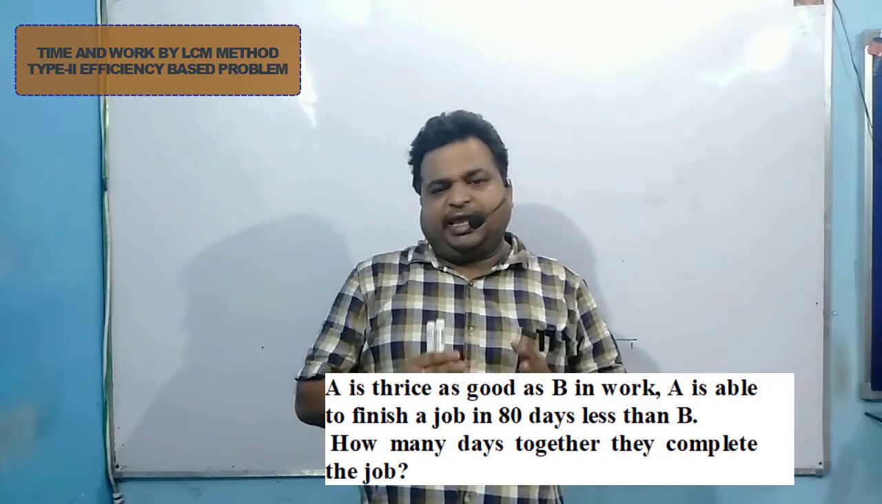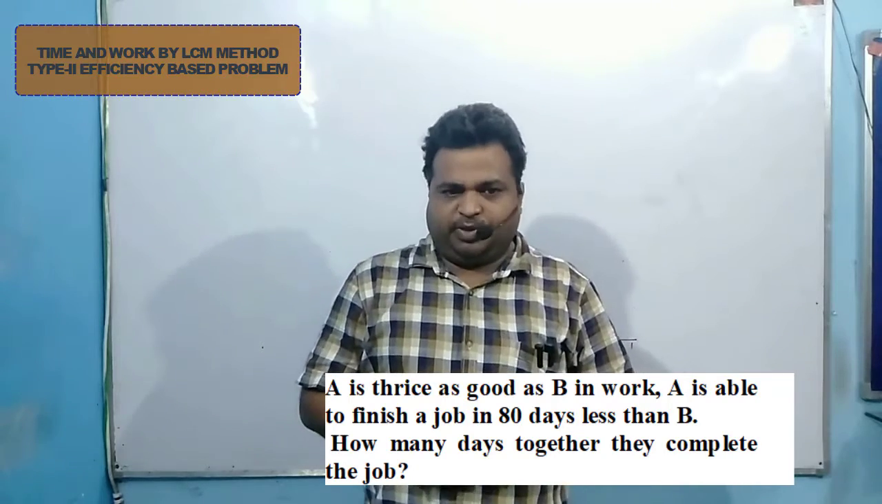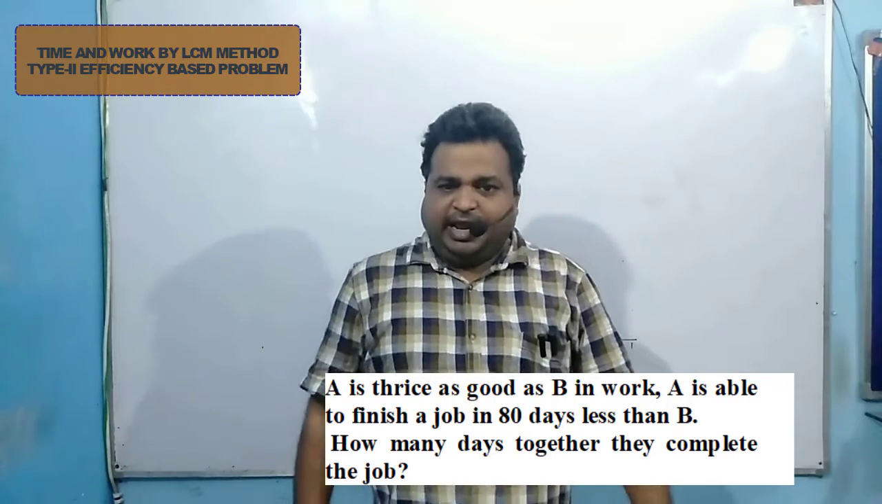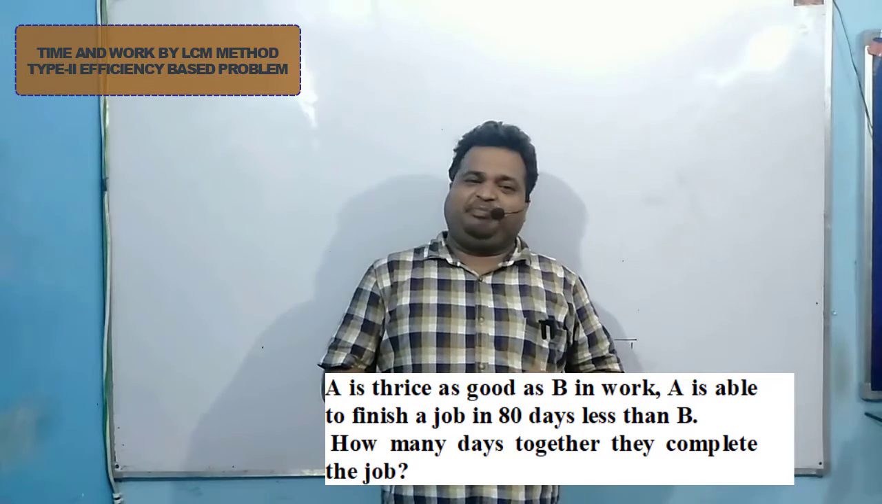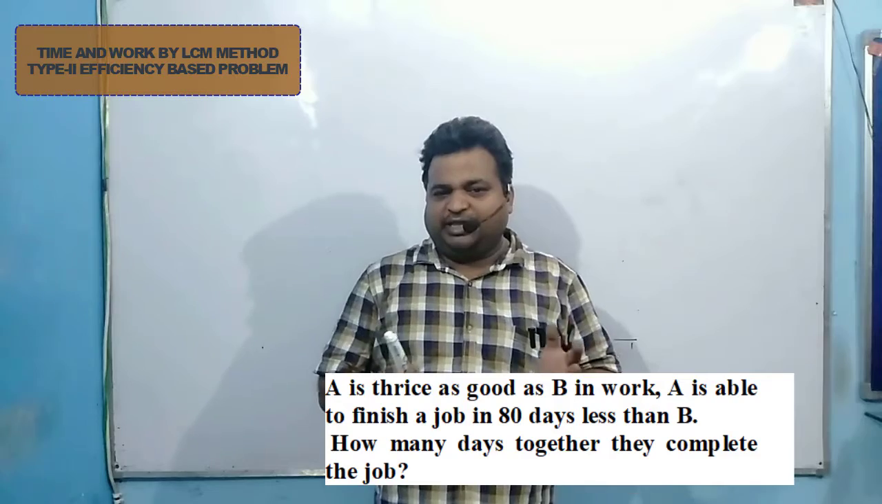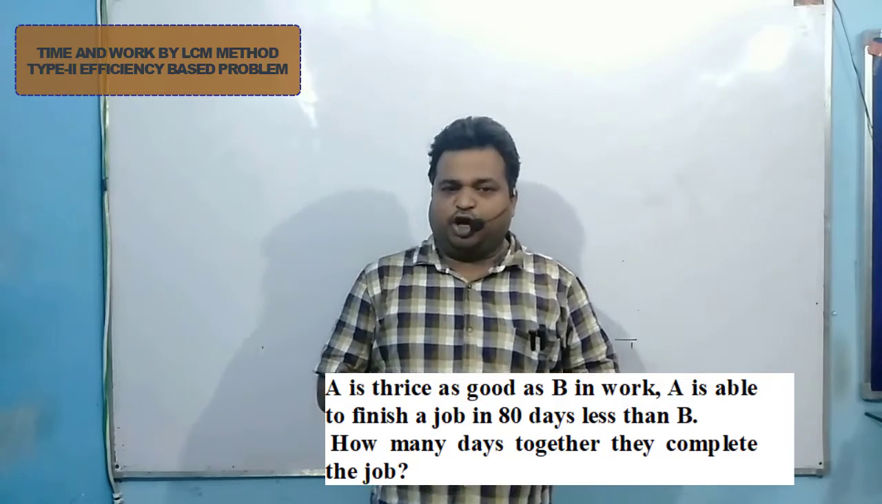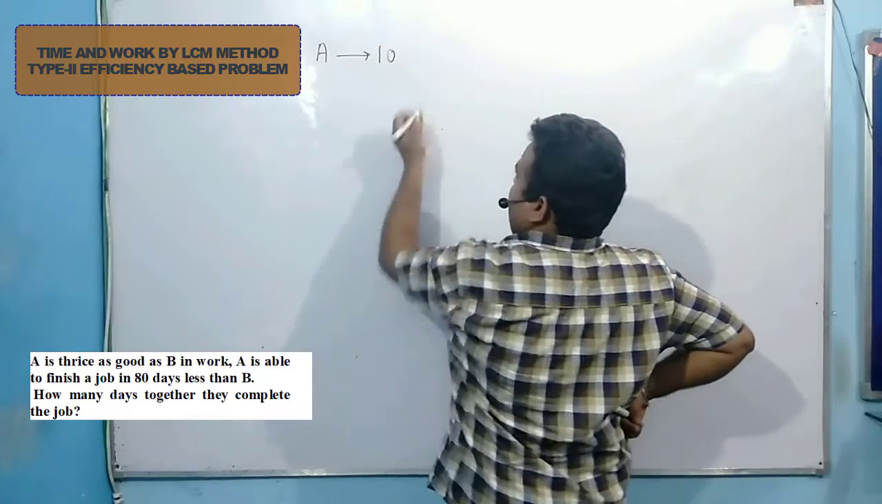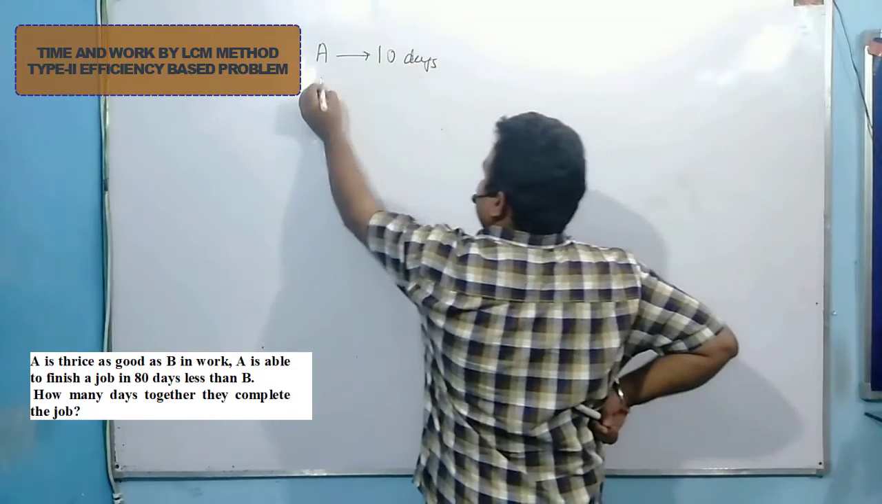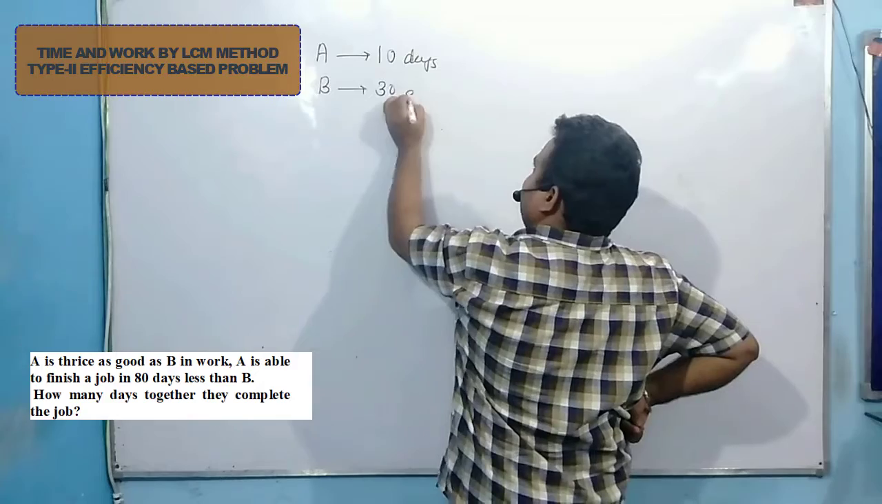In this case, A is thrice as good as B. A जो है B से thrice good है. A is able to finish a job in 80 days less than B. How many days together do they take to complete the job? So A is thrice as good as B. अगर मान A किसी काम को 10 डेज में कंप्लीट करता है, तो B उस काम को 30 डेज में कंप्लीट करेगा.